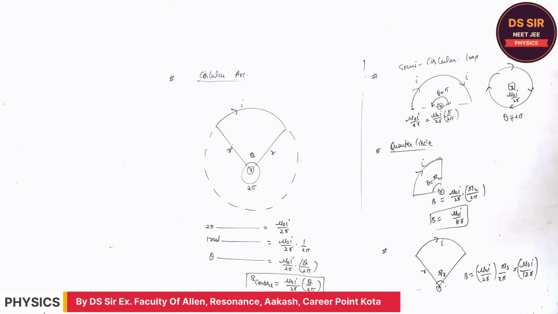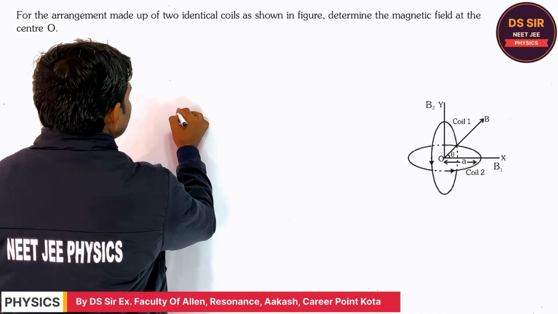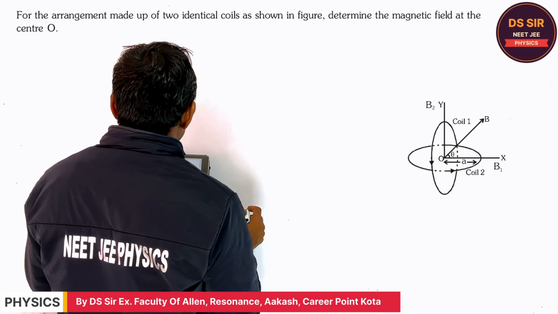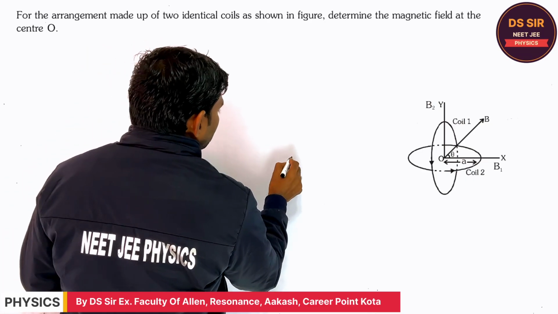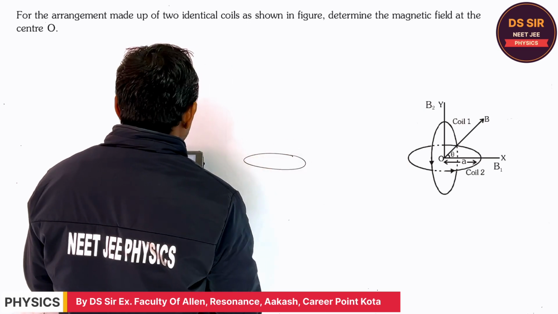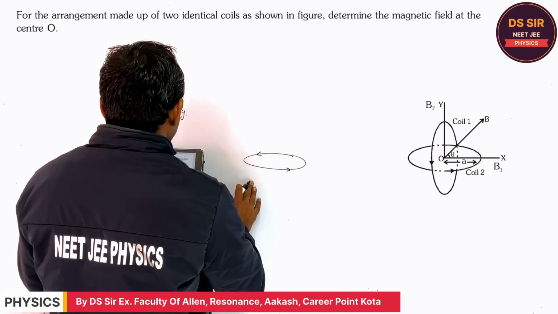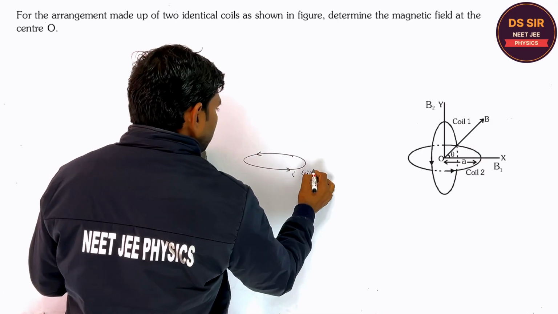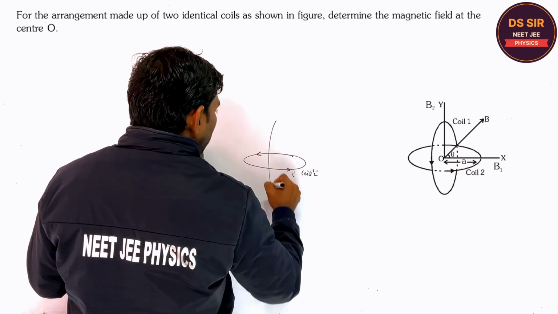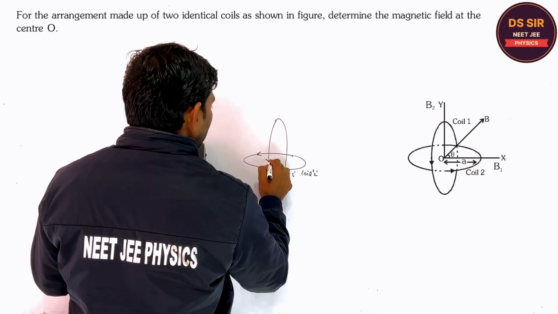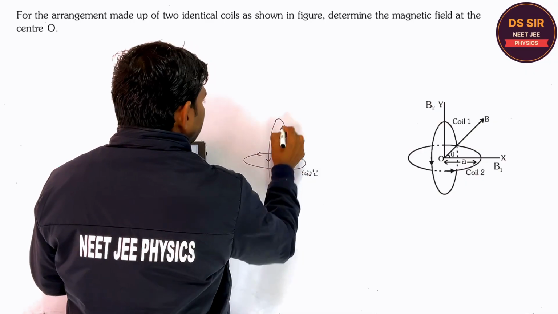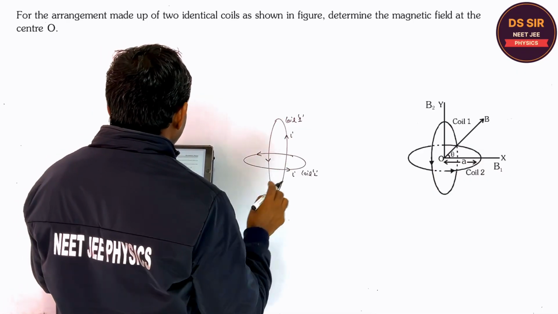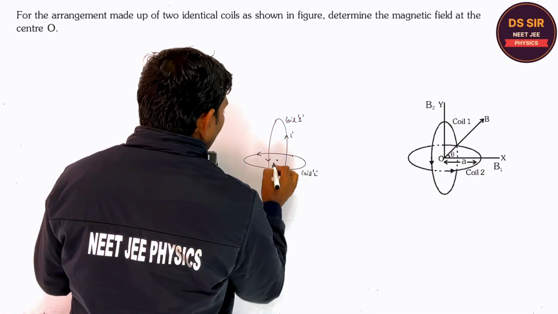Yes. Copy this. So read this question. In this question, the arrangement is made up of two identical coils shown in the figure. So one coil is like this, in the horizontal plane. The current is I. This is the coil 2 as shown in the figure. And the another coil is this. The current is like this. And this is the coil 1. Is it clear?